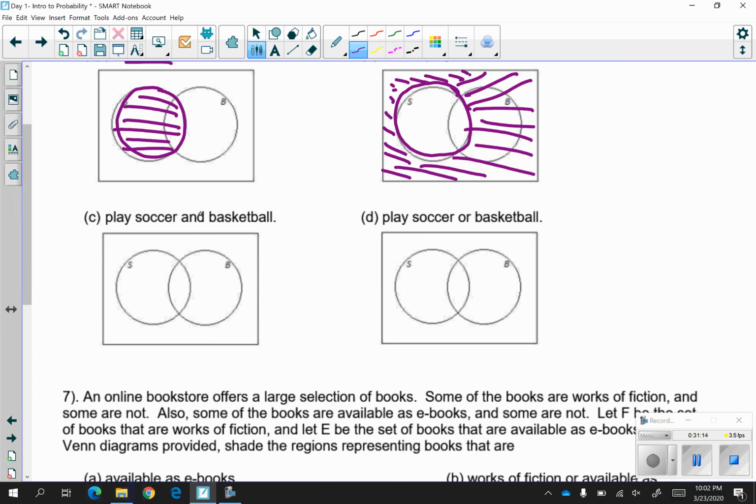The probability of soccer and basketball, remember that can be the upside down U, the intersection or the overlap, is in the middle. And the probability of soccer or basketball, the union of both of them, that should look like a U, is going to be everywhere inside both of the circles.